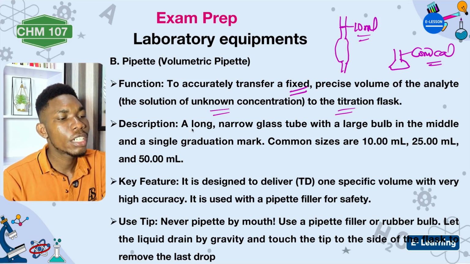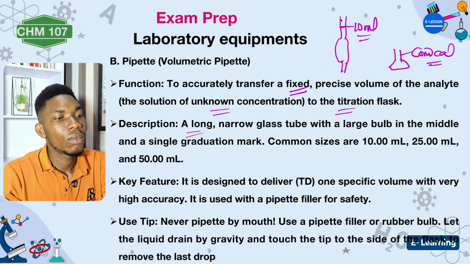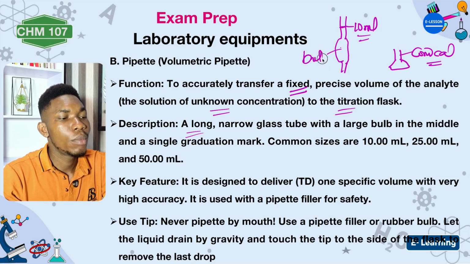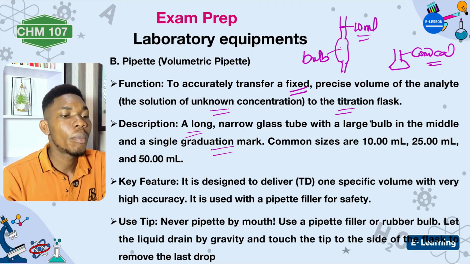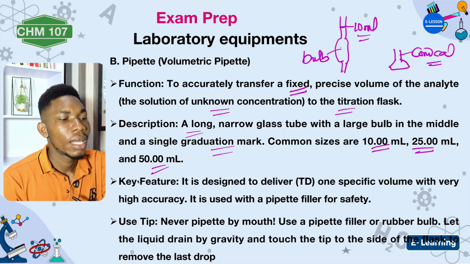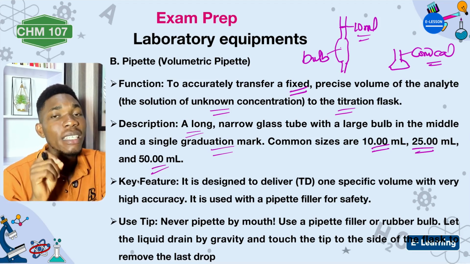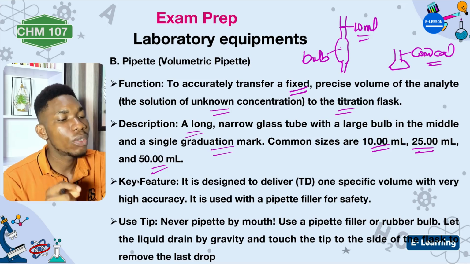The description: a long, narrow glass tube with a large bulb in the middle. Something like this. Long, narrow with a large bulb. This is the bulb we are talking about, in the middle, and a single graduation mark. Just a single calibration. It does not have different calibrations. Common sizes are 10 mL, 25 mL, and 50 mL, and it is designed to deliver one specific volume with high accuracy.